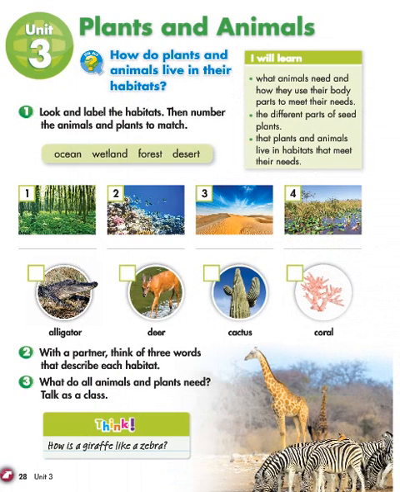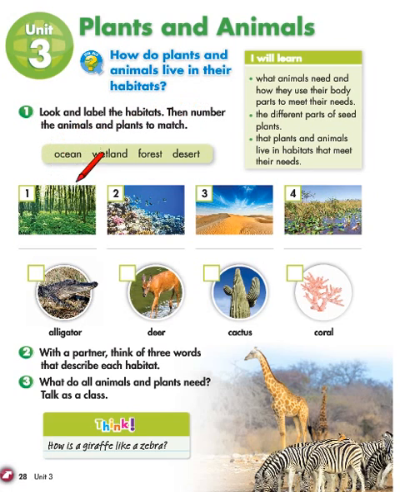Okay, guys, we are on page 28 of the Science Student Book. We are going to study plants and animals. Remember that I sent you another video about habitats. Now we're going to talk about habitats and the animals that live in those habitats. In exercise 1, it says look and label the habitats, then number the animals and plants to match.